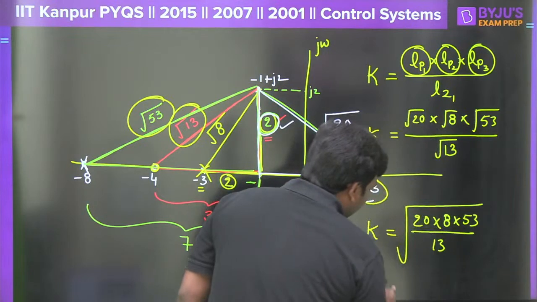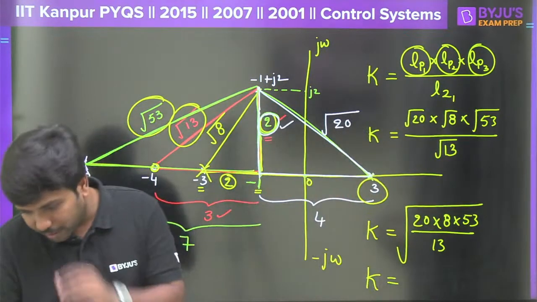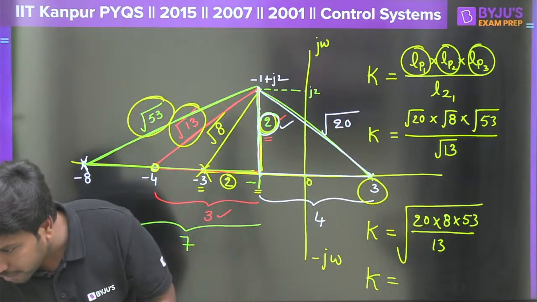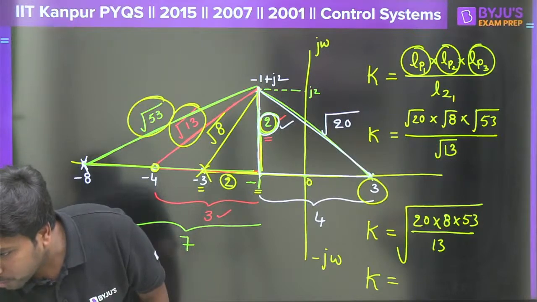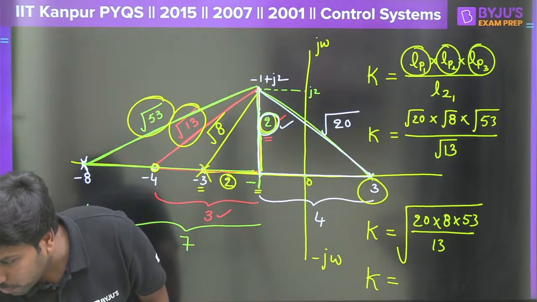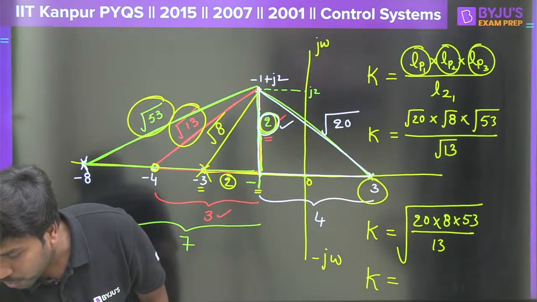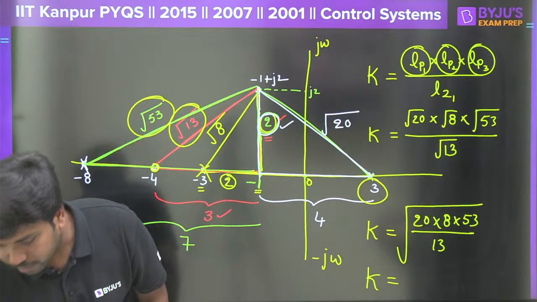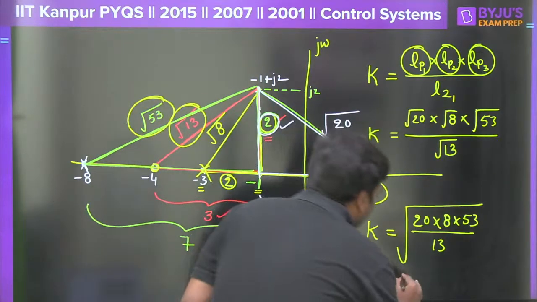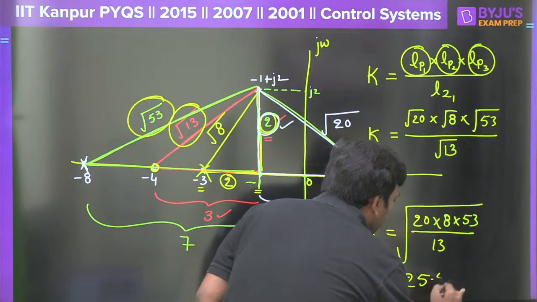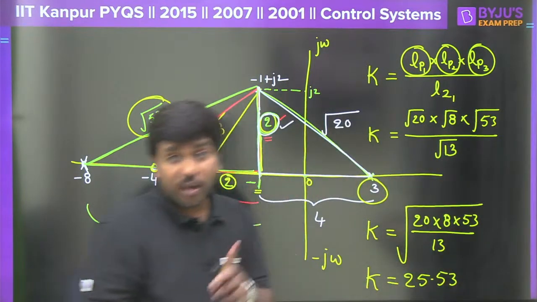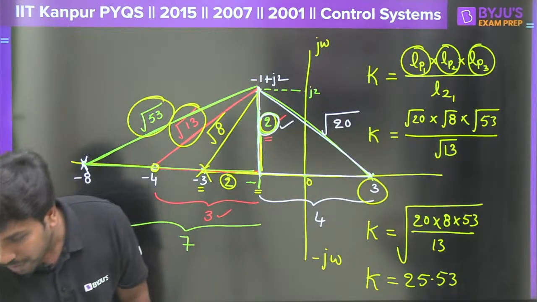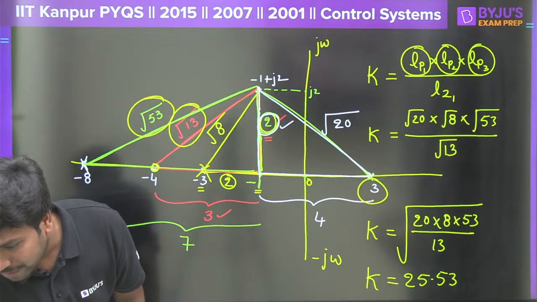Any one of you, can you calculate fast and tell me what is the value of K here? Already somebody has given it. Yes, so take your calculator fast and tell me what is the value of this K here. So it will come to somewhere around 25.53, something like that. Clear? 25.53.